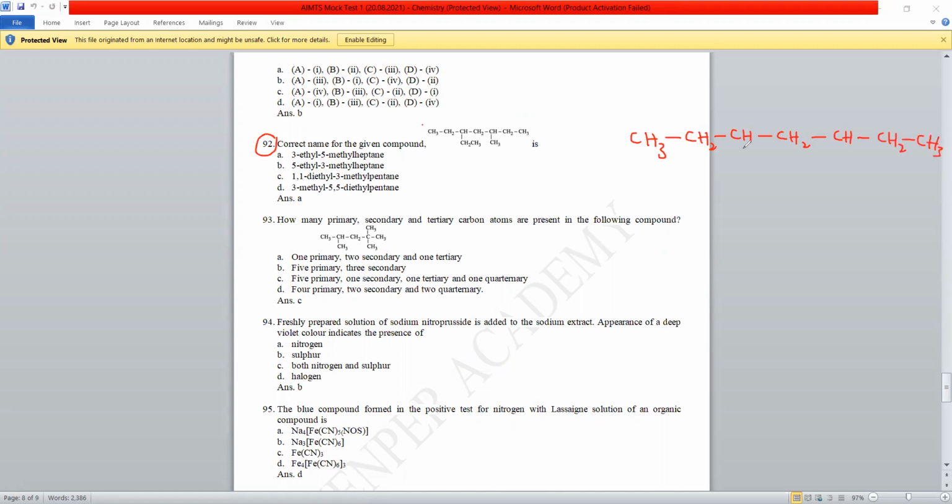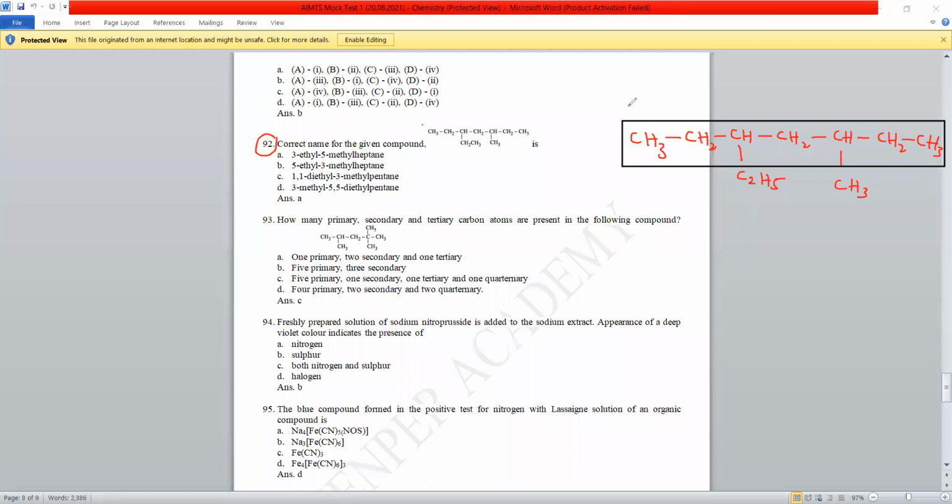The given compound has C2H5 here, CH2 CH3 means C2H5, and there is also a CH3 here. So first, we have to select the longest possible chain. I have selected this as the longest possible chain. In this longest possible chain, we have to give the numbering.